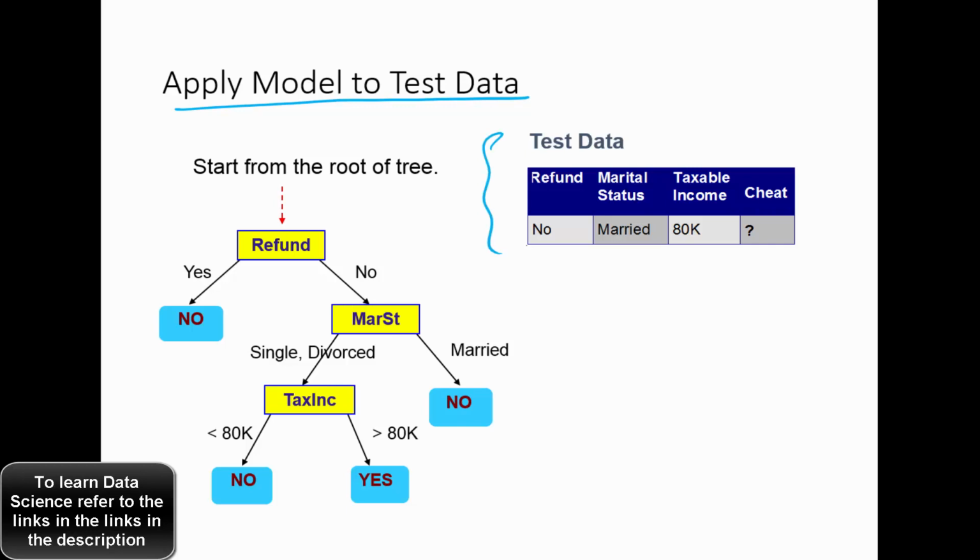So here is an example. This is test data. Refund status is no, marital status is married, taxable income is 80K. Refund status is no, so we are here. Marital status is married, so we are here. It's straight away no. You don't even have to look into what the taxable income is. So cheat is no, and that's the final answer: he is not going to cheat. We are now able to categorize this individual as somebody who is not going to cheat. That's the idea here.